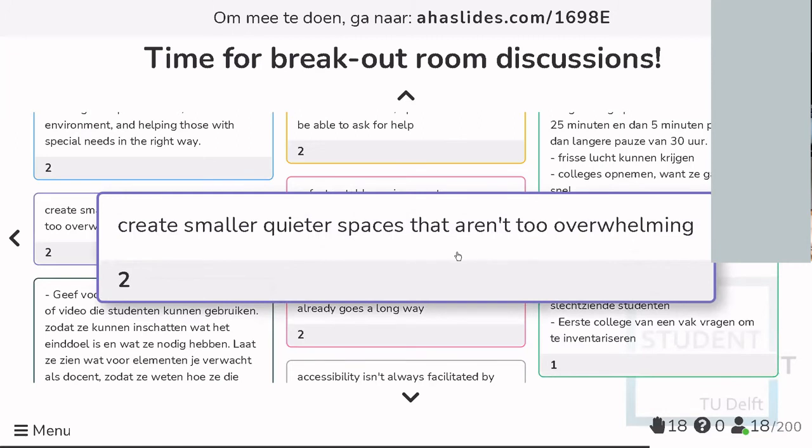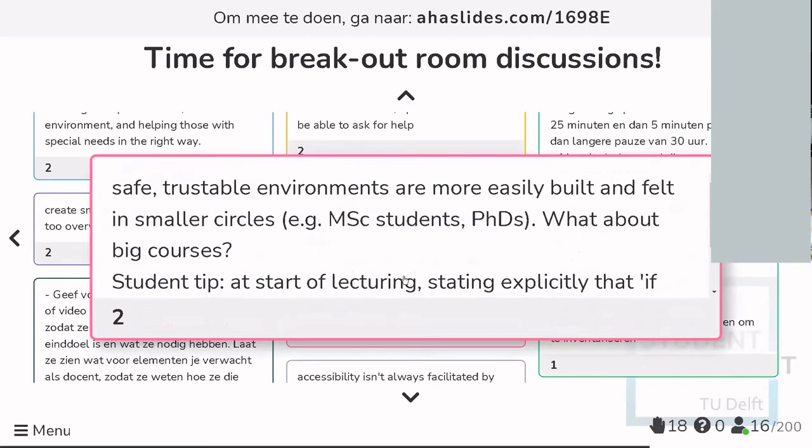Create smaller, quieter spaces that aren't too overwhelming. That's also a good one, especially for study spots. Safe, trustable environments are more easily built and felt in small circles, for example, with master students and PhDs.